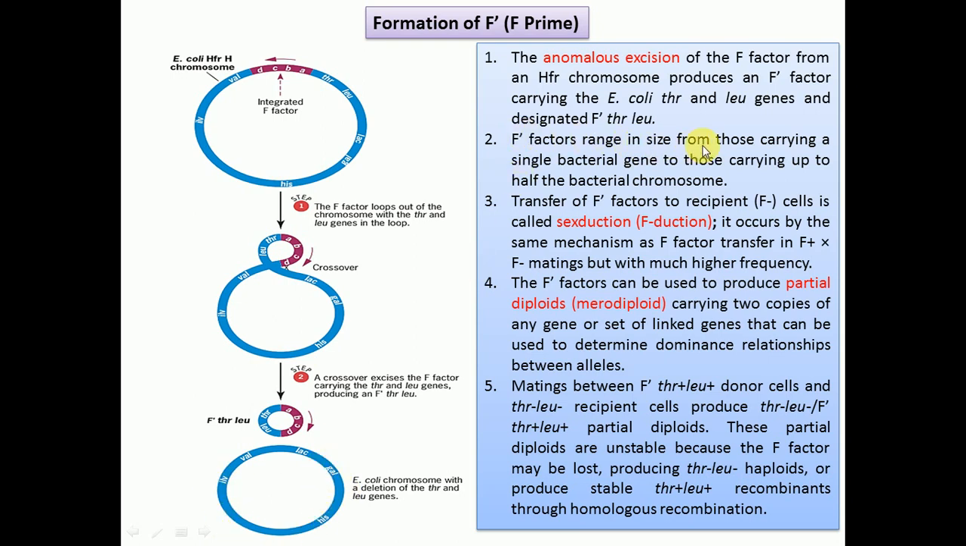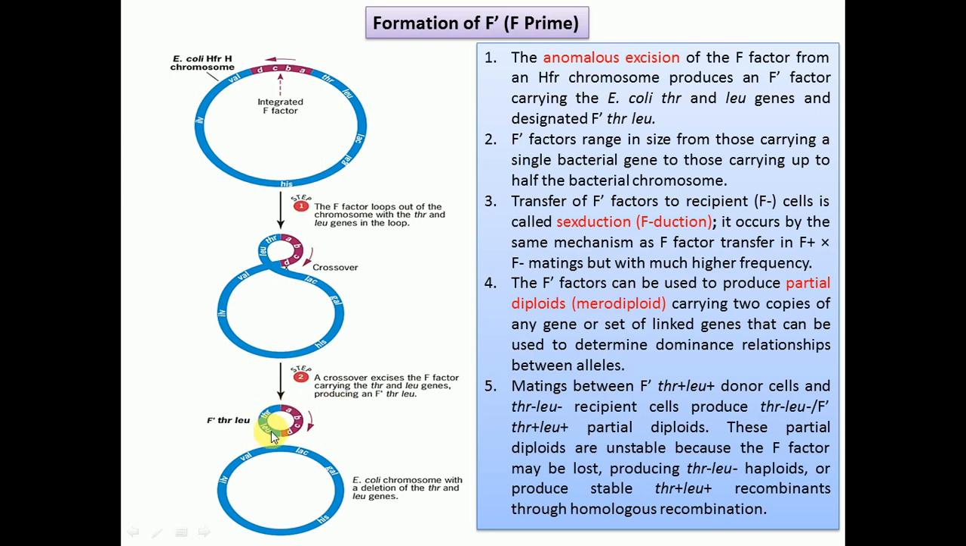The F prime factor ranges in size from those carrying a single bacterial gene to those carrying up to half of the bacterial chromosome. Transfer of the F prime factor to a recipient or F minus cell is called sexduction. So this can come as a definition. What is sexduction or F-duction? That is the transfer of this F prime from a donor cell to a recipient cell. It occurs by the same mechanism as F factor transfer in the F plus and F minus mating, but with much higher frequency.